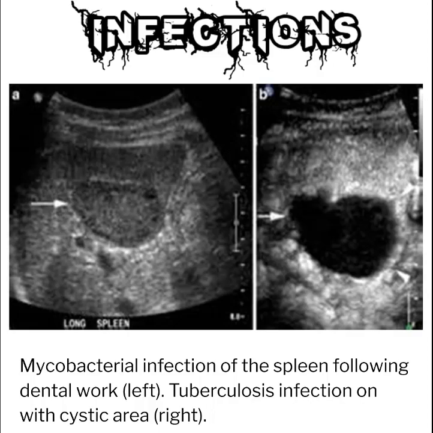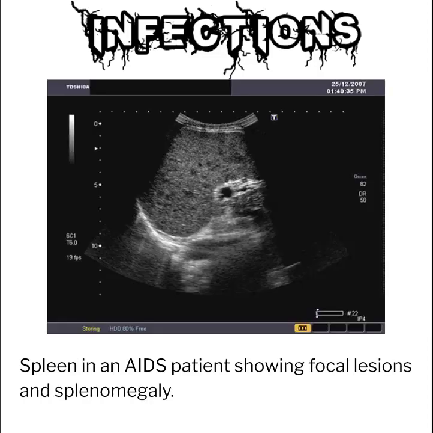The one on the right then is a patient who has tuberculosis, and this one is presenting with more of a cystic area representing the infection within the spleen. This patient has AIDS. Again, we can see some small focal hypoechoic lesions and splenomegaly that goes along with it.